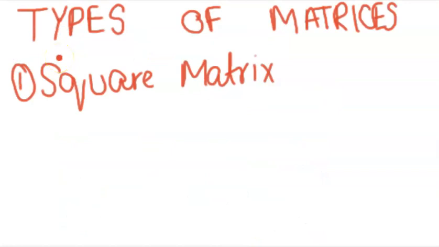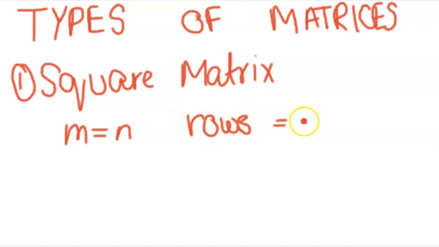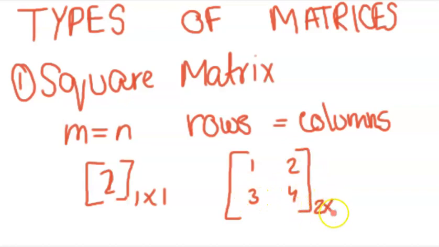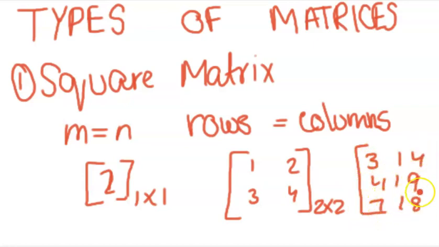Now we have the types of matrices. The first and easiest one is the square matrix. A square matrix is a matrix where M is equal to N, that is, the number of rows is equal to the number of columns. For example, this one has order 1 cross 1. This one, 2, 3, 4, is 2 rows, 2 columns, a square matrix. This one is 3 cross 3. So they are all square matrices because the number of rows is equal to the number of columns.